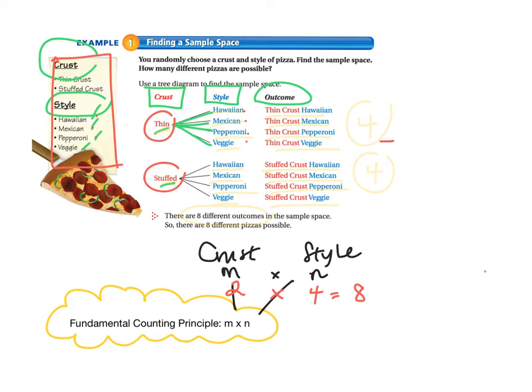And look at that. It's the same solution that we got here with our tree. So it's much simpler and faster.